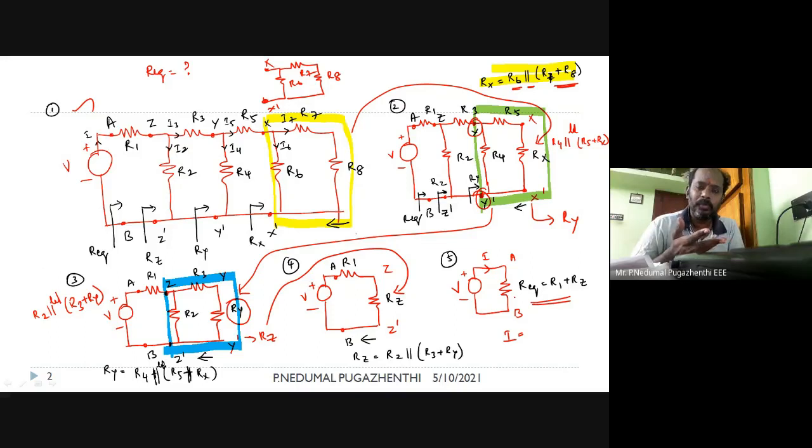It's very simple using Ohm's law. V by R, that's it. So it is V divided by R equivalent, where R equivalent is equal to R1 plus Rz, from the fourth diagram. Total voltage is V, total current is I, total resistance is R equivalent. So total current is V by R equivalent. Once you find your total current, then you can find your branch currents, I1, I2, I3, I4, I5, I6, I7, etc.